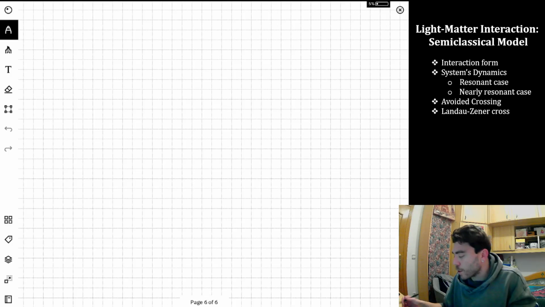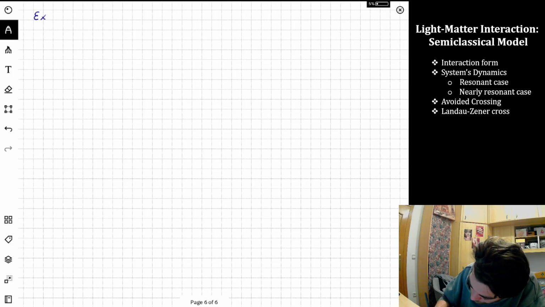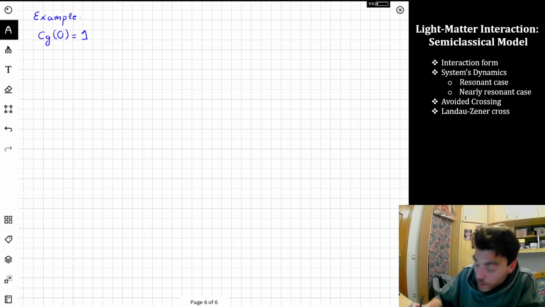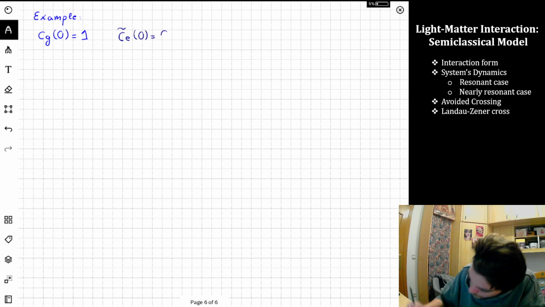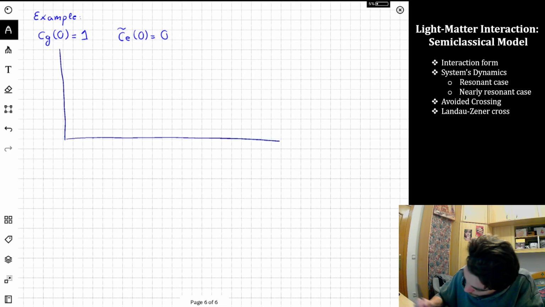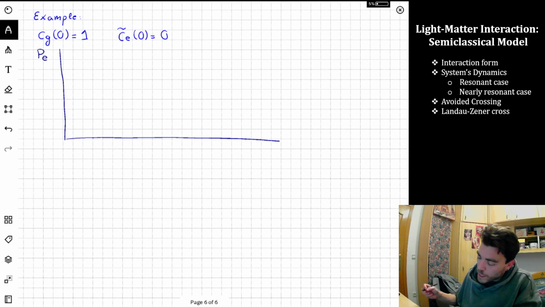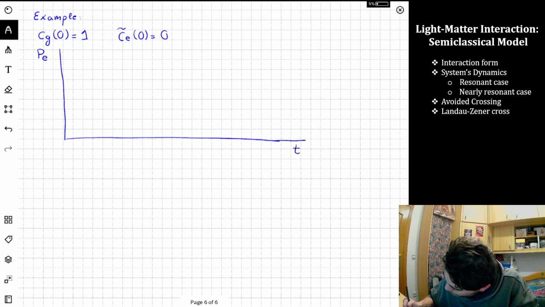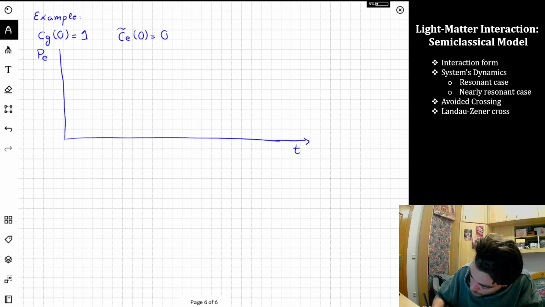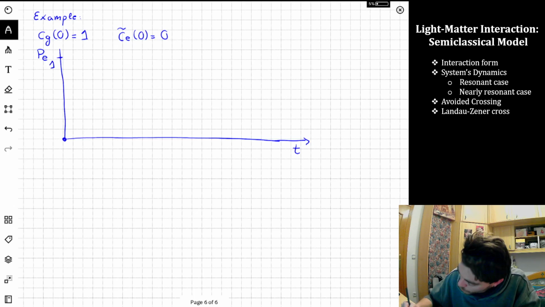We can just plot it. So imagine, as an example, that our initial condition is that the atom is initially exactly in the ground state, so the probability of finding the atom in the ground state is 1, and the probability of finding it in the excited state is 0. So now, if we plot the probability of the atom to be in the excited state as a function of time, what we will get, if this is 1, is that at the beginning it starts at 0.